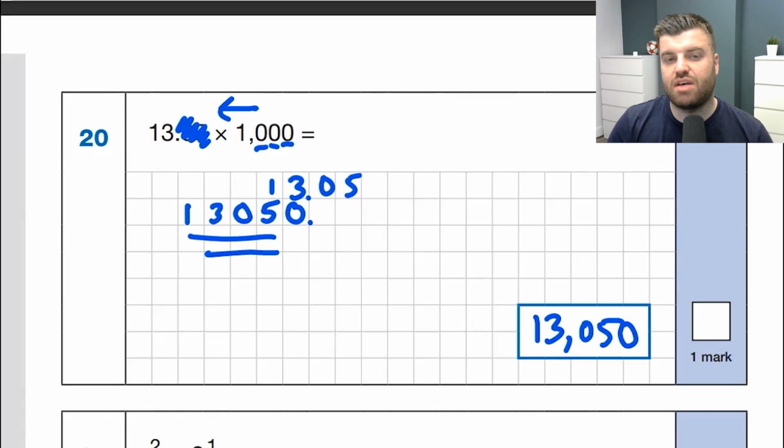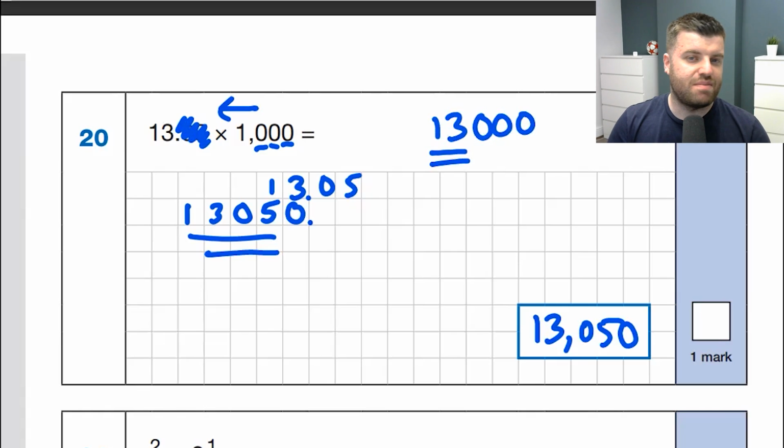And if we want to make a quick point here to check something, just imagine this 0.05 wasn't there. If we said 13 times 1,000, the answer would be 13,000. So we know the 13 has to be worth 1,000. So 1 and 3 go in the 10,000 and the 1,000 column. And the 50, we can just clean that up at the end, put it in, and we get 13,050.